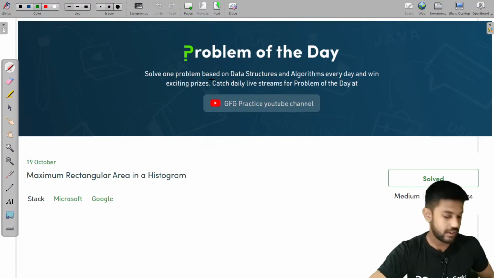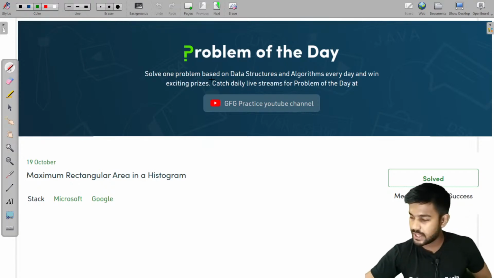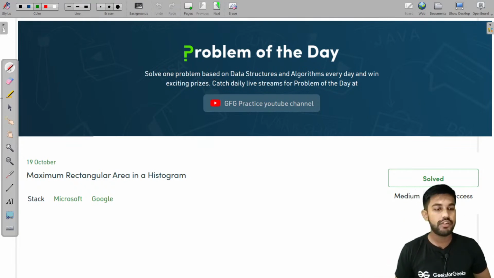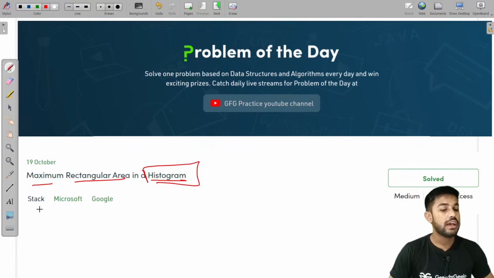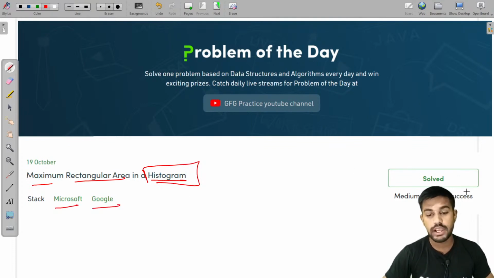So today, let's start. 5 people have already joined. Today we would be discussing yesterday's problem of the day, that is maximum rectangular area in a histogram. This question came in Microsoft, this question came in Google, and this has a success percentage of 47%, and this is a medium level problem.